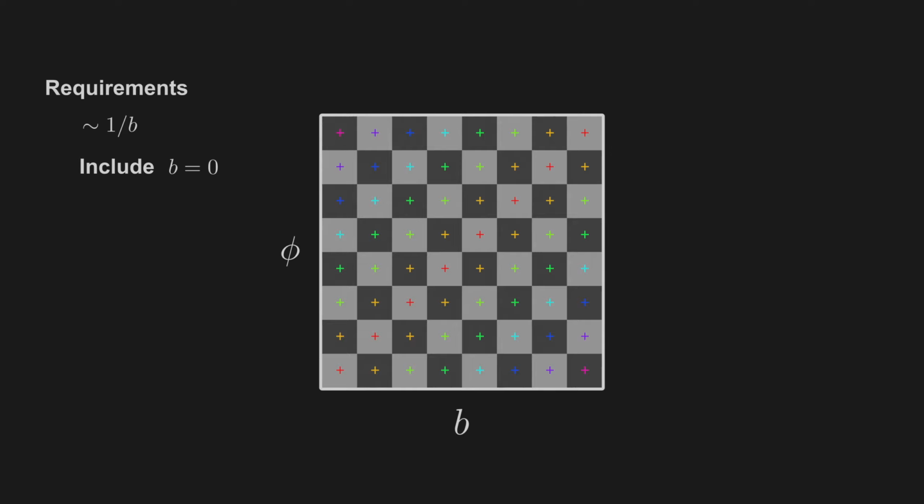After playing around with functions a bit, I came up with this mapping, which has all the required properties. This factor a is a free parameter. It determines what value of b is at the center of the axis.